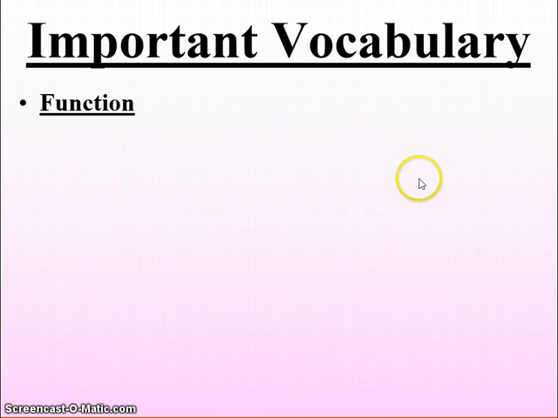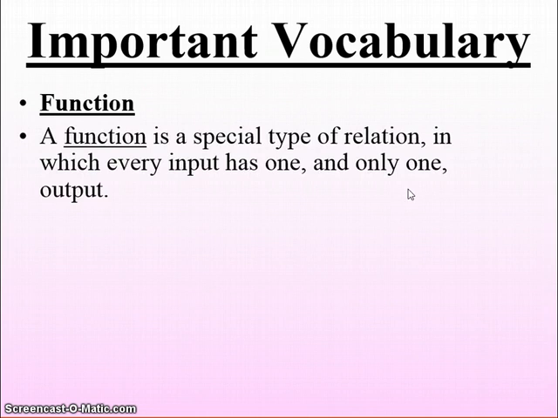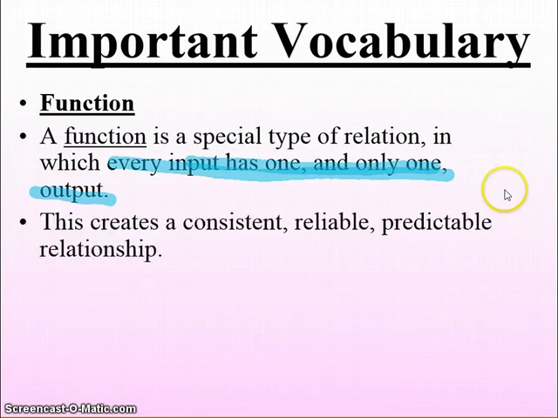Now, a function is a type of relationship as well. That is how they are similar to each other. A function is a special type of relation, so it is a relationship. But here's the key. For it to be a function, every input must have one and only one output. That's the key. Every input has to have one and only one output.